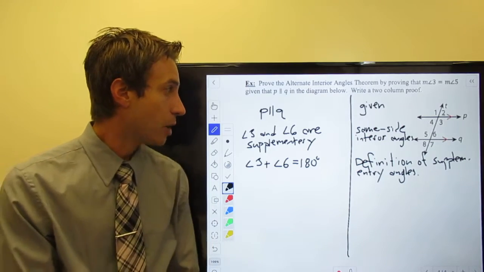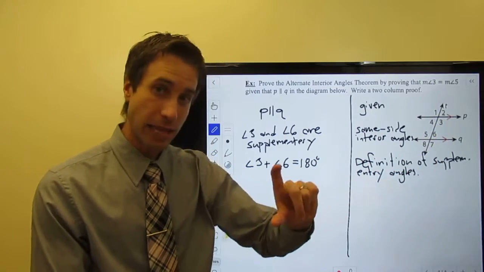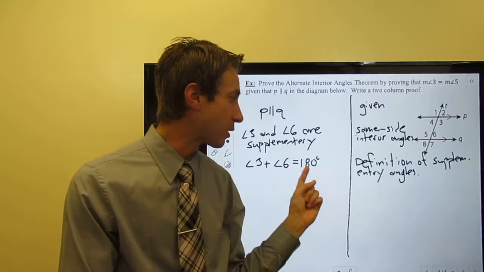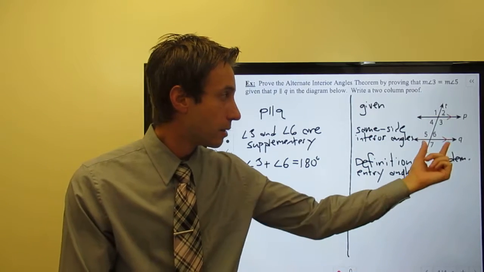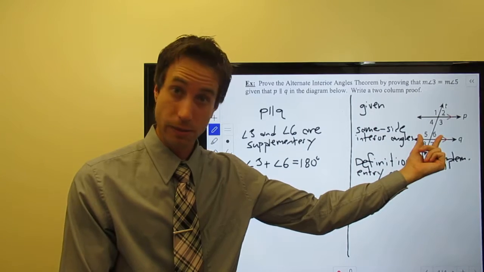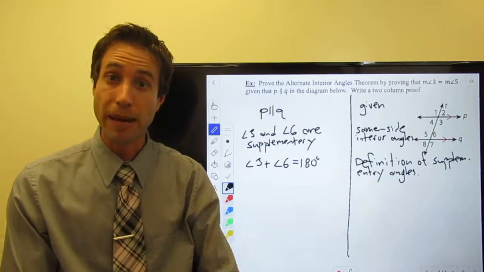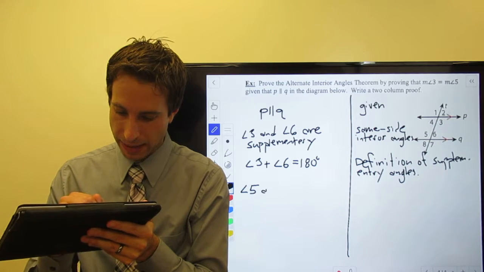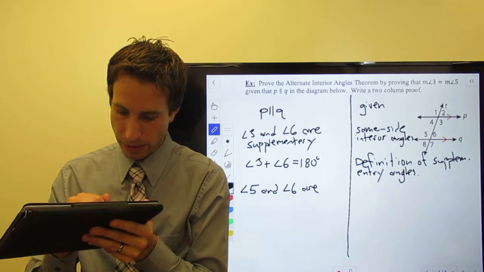Okay, now check this out. I just talked about angle 3 and angle 6. They're same side interior angles, which means they're supplementary. So that means angle 3 and angle 6 have to sum to 180 degrees. Look at this. Angles 5 and 6 are also supplementary angles. So here we go, I have angle 5 and angle 6 are supplementary.